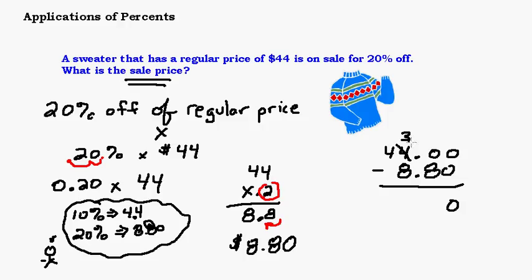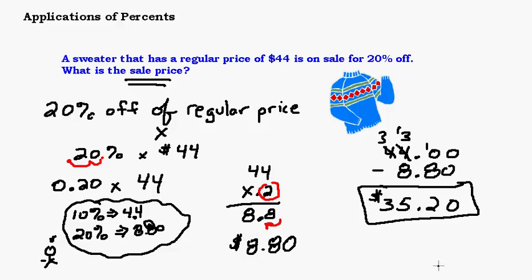I'm going to have to borrow. And you guys should probably be doing this on your own, just to practice. So we end up with $35.20 for our answer. And that's generally how you're going to see that done.